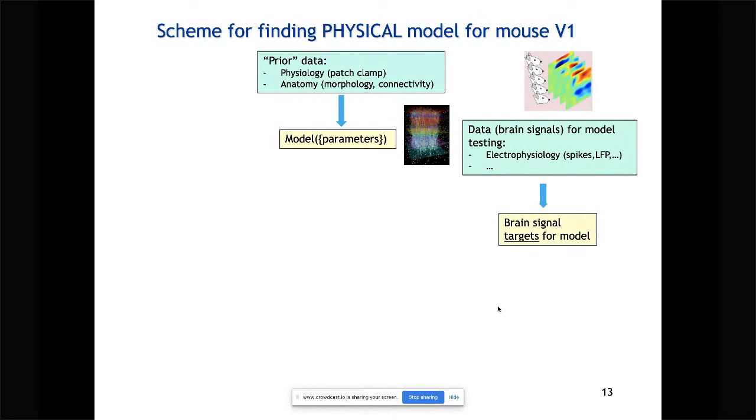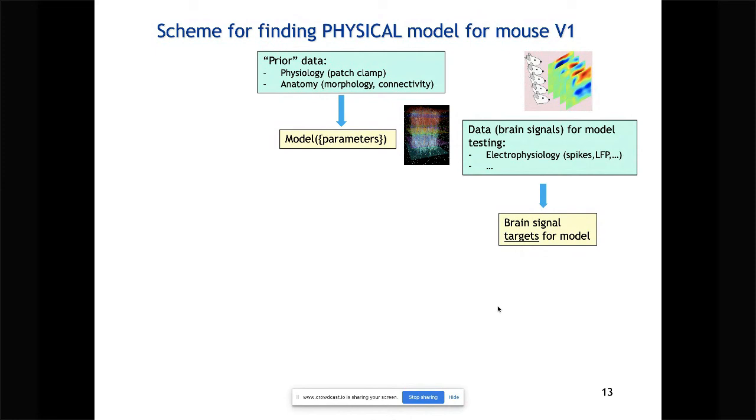There's now also this large data set which came out of Allen, where you have these neuropixel probes. I think it's 60 mice where you can get both the spikes and the local field potential. With this data set, we can decide on what should really be the brain signal target for the model. What aspect of the brain signals should the model try to explain?